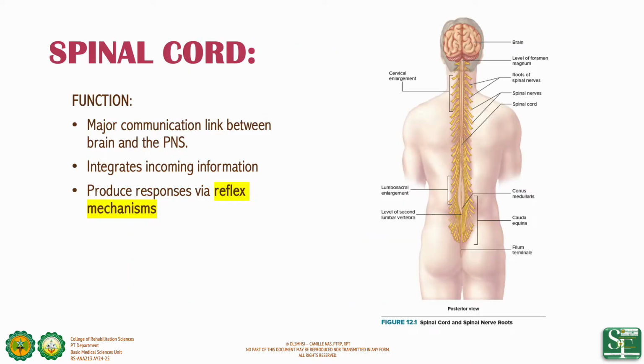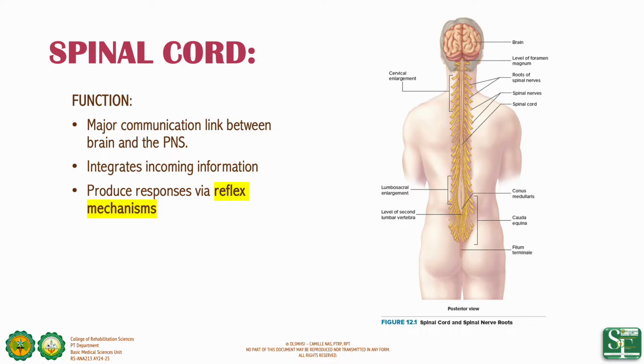Alright, so let's start with the spinal cord. The spinal cord is such an interesting structure because this is the bridge between the brain and the peripheral system. Without it, our brain cannot communicate with our hand or our feet, all of the distal parts of our body, and vice versa. So, it's the major communication link between the brain and the peripheral nervous system, and it integrates incoming information through your sensory pathways, which we'll discuss later on. So, it will receive information.